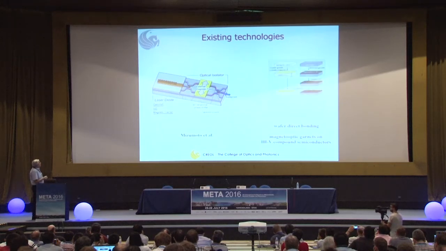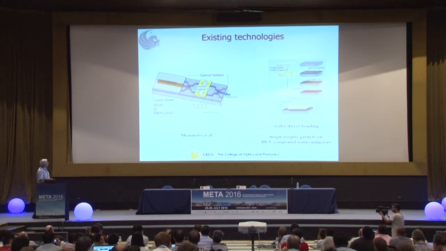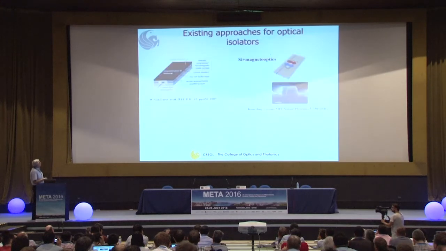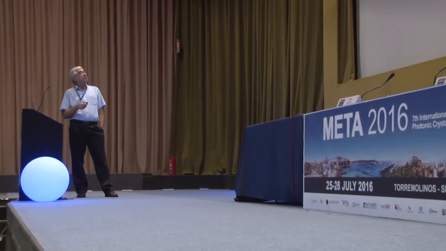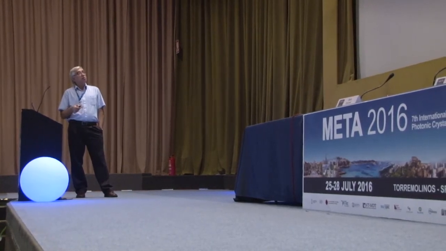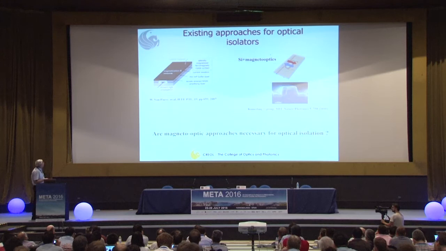Well, many groups, like Mizumoto's, for example, are incorporating garnets on III-Vs. Of course, this is wafer bonding. It's a seven-step wafer bonding that happens to be rather cumbersome. And of course, there are many other possibilities in incorporating the garnets directly in either silicon or other materials. Of course, always at the expense of something, maybe at the expense of bandwidth, at the expense of footprint, and so on and so forth.